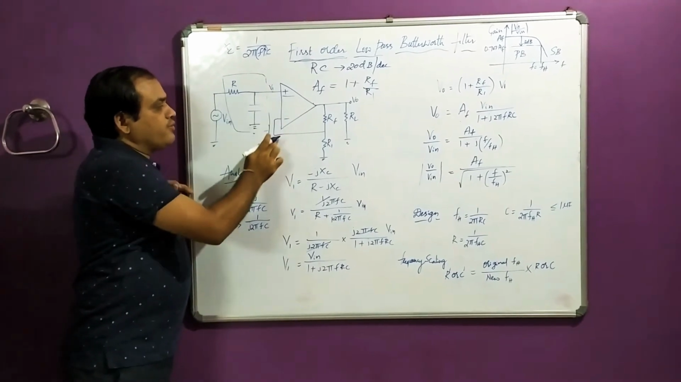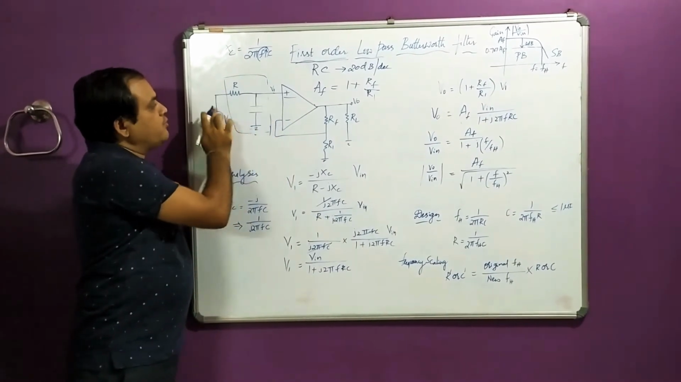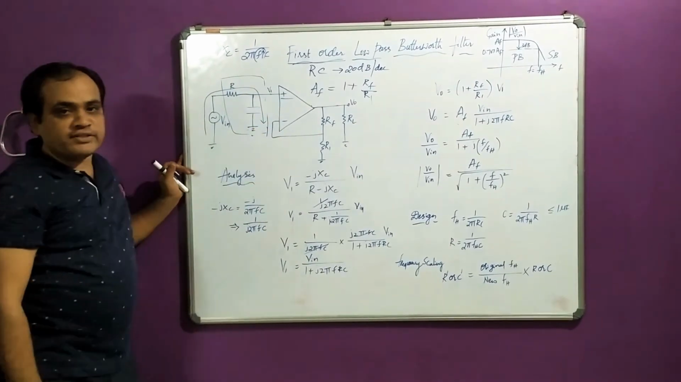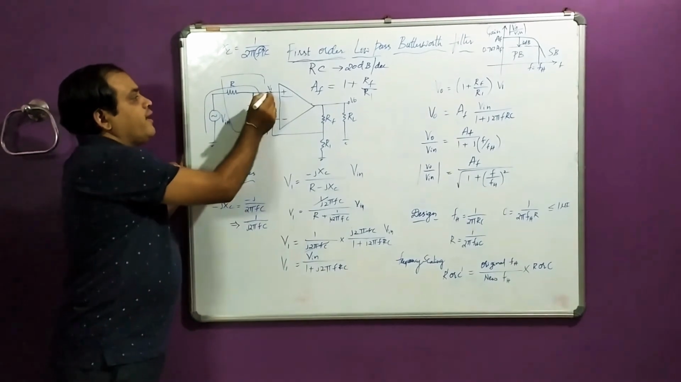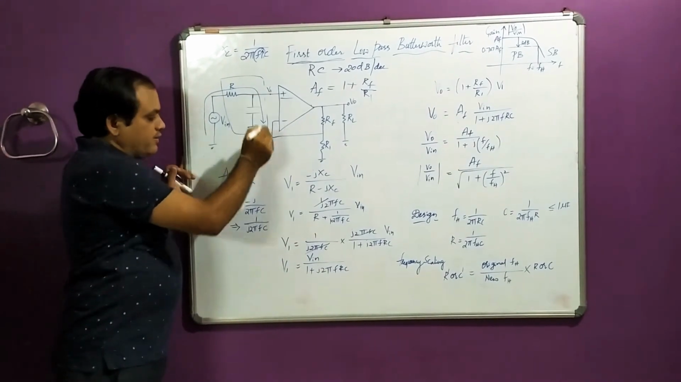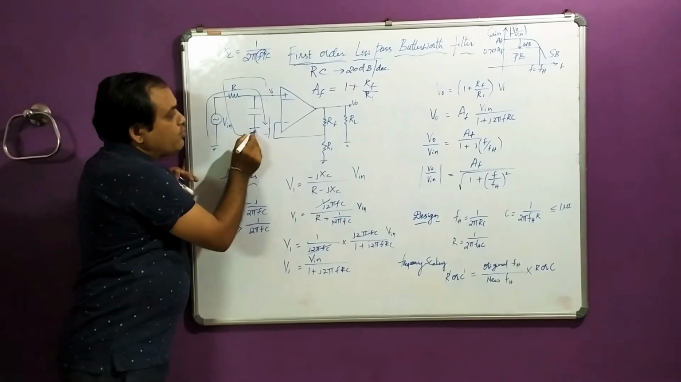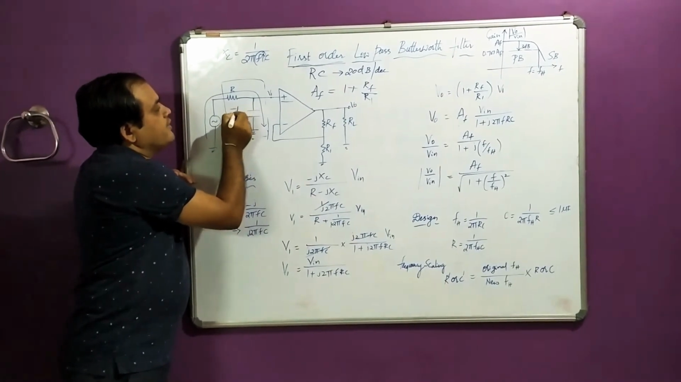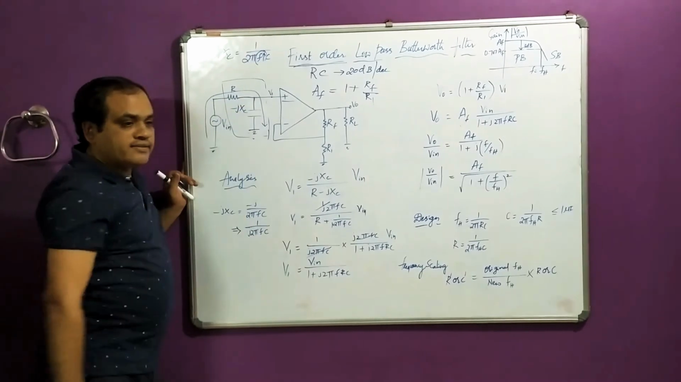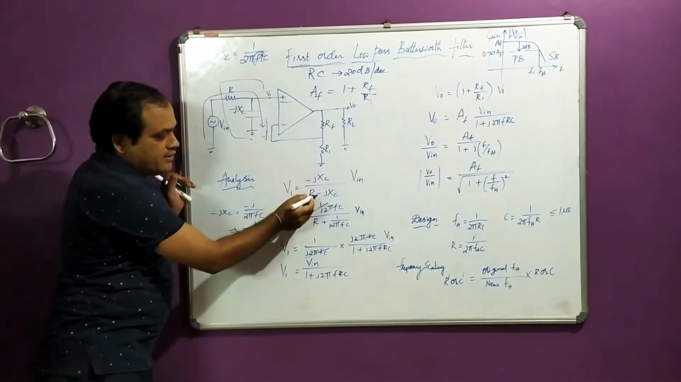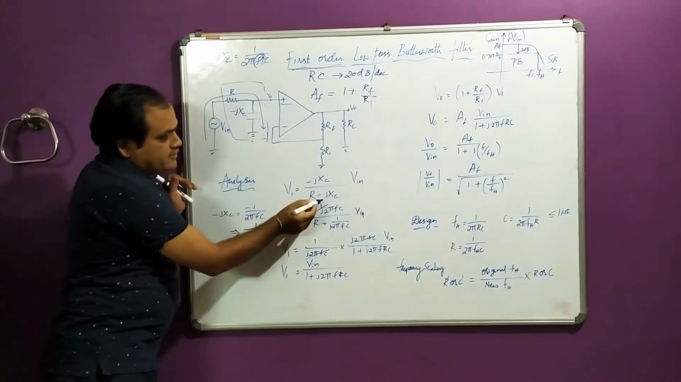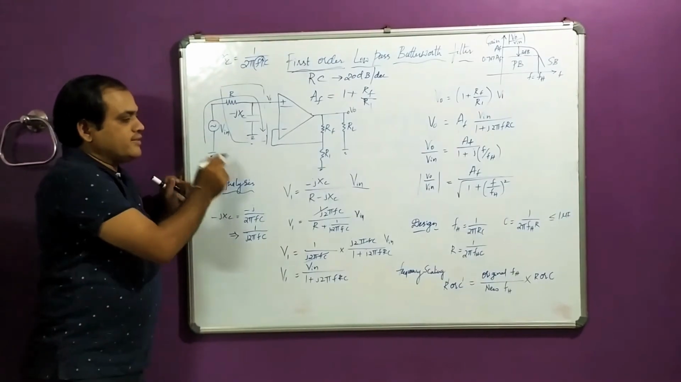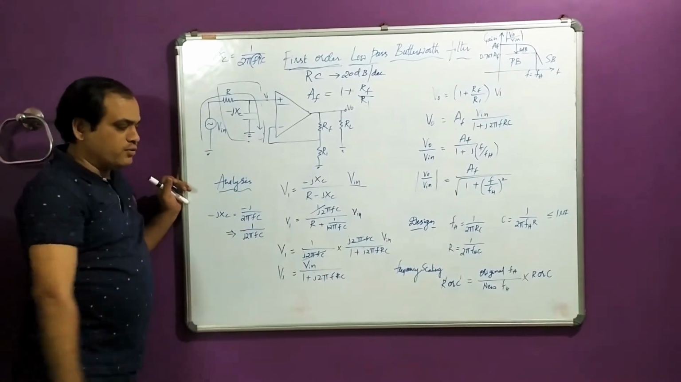At the input side, if I write a potential divider path, you are able to see a potential divider here, where I am finding a potential V1 across the grounded element. The impedance is represented in frequency terms as minus jXC. So V1 equals minus jXC divided by R minus jXC, the total impedance, multiplied with the input voltage Vin.